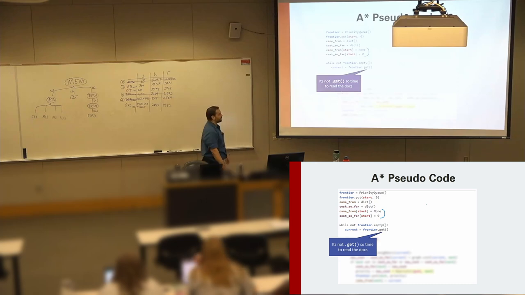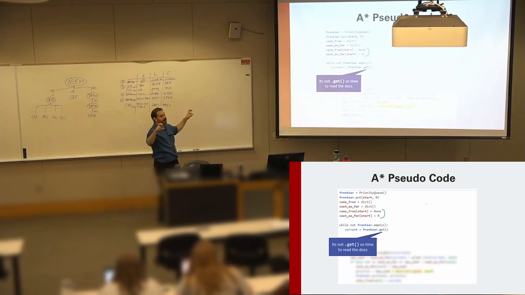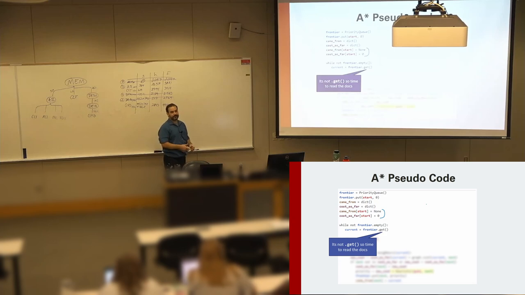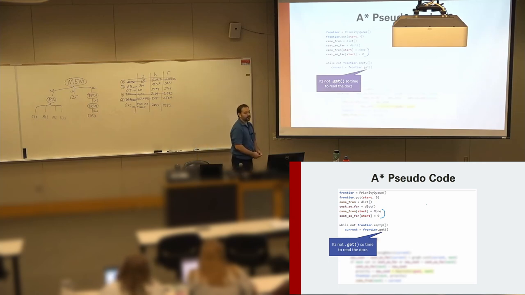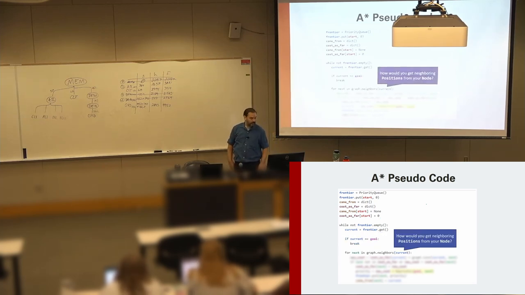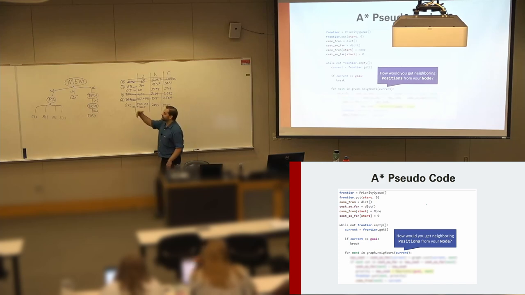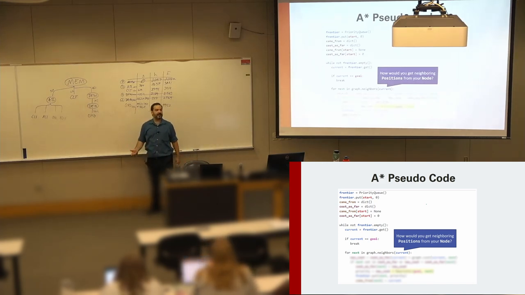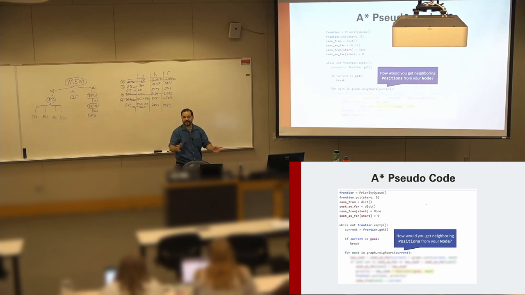Then we start the while loop. While my frontier, meaning what I have to explore, while I still have things to explore, let's grab the first thing in the priority queue. Let's grab the top thing. Then what? If I'm at my goal, if I've reached Seattle, exit out of the loop. Makes perfect sense. I've found my goal.